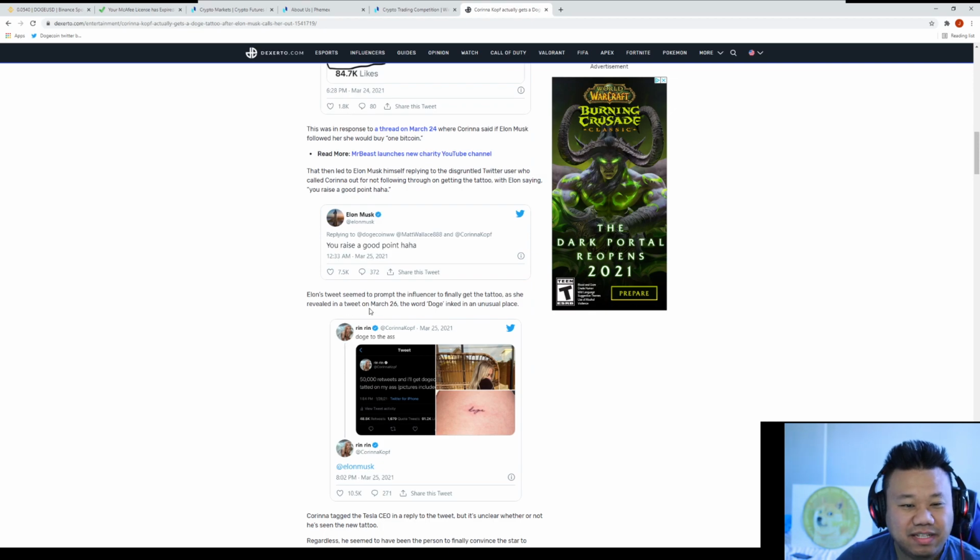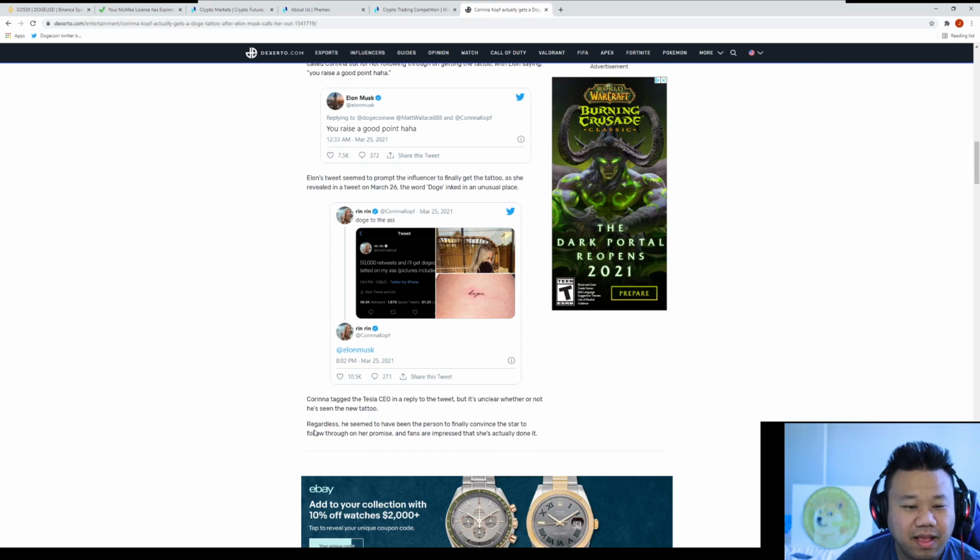Elon's tweets seemed to prompt the influencer to finally get the tattoo, as she revealed in a tweet on March 26th, the word Doge inked in an unusual place. Corinna tagged the CEO in reply to the tweet, but it's unclear whether or not he's seen the new tattoo. Regardless, he seemed to have been the person to fully convince the star to follow through on her promise, and fans are impressed that she's actually done it.